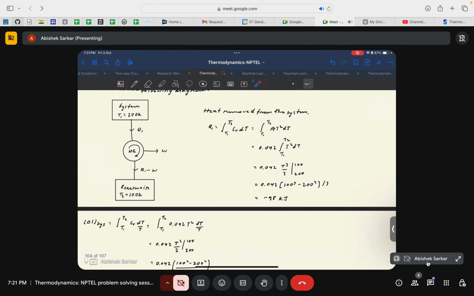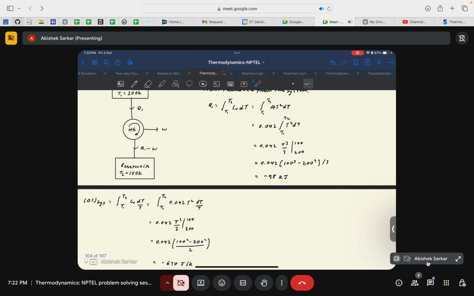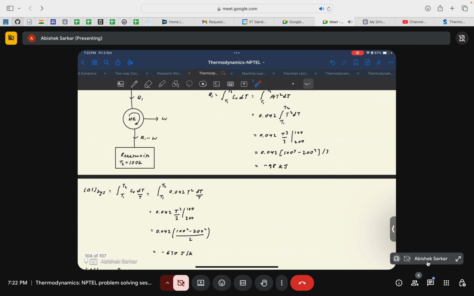Now the heat removed from the system, that is Q1, would be given by the integral of Cv dT from T1 to T2. Since we are given Cv in the question, equal to AT squared, we use it for this case. So the integral of AT squared dT, where A is 0.042, and T squared has to be integrated from T1 to T2. If we do the integration and put in the limits, we get 0.042 times T cubed by 3. The limits are T1, which is 200 Kelvin, and T2, which is 100 Kelvin, because T2 is the final temperature. So the limits are from 200 to 100. If you do that, you will get Q1 equal to 98 kilojoules.